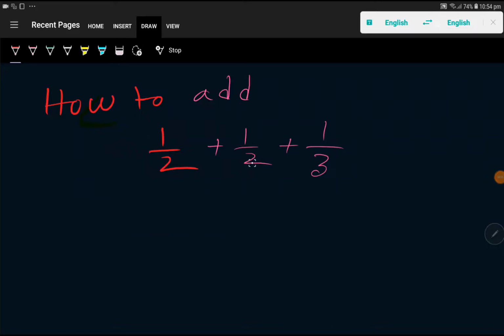How to add 1/2 plus 1/2 plus 1/3. Okay, I will show you two or three methods to add this type of fractions. So let me show you the first method.